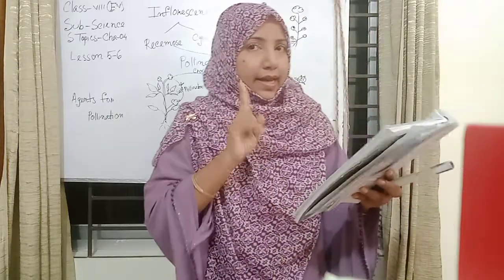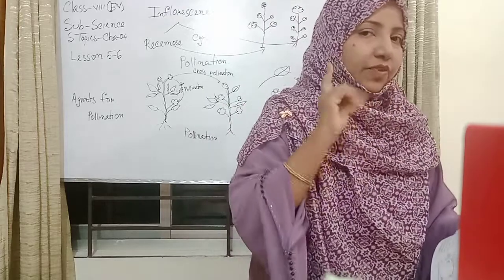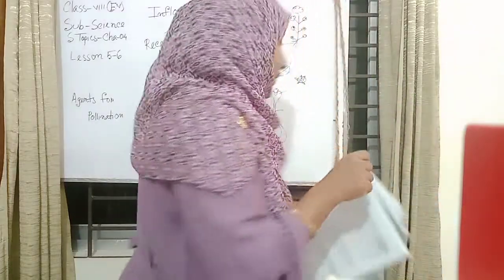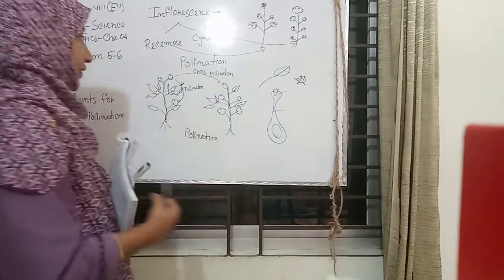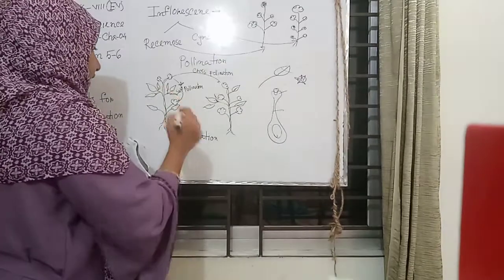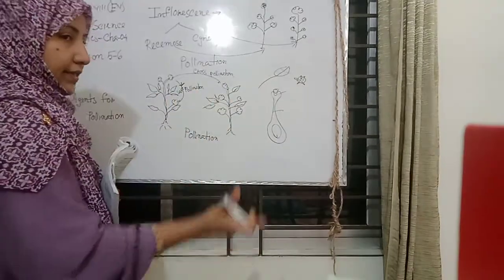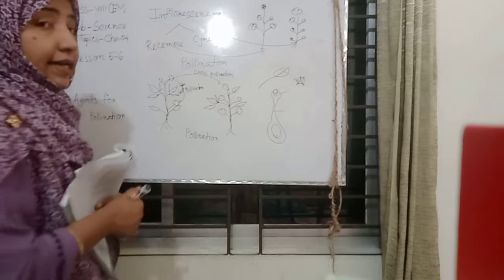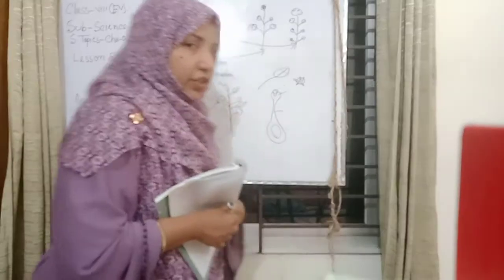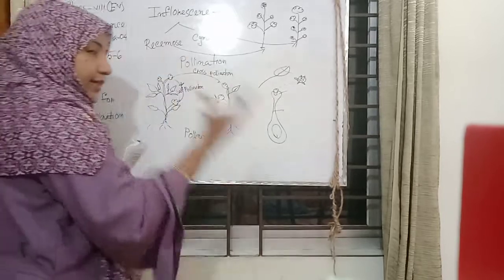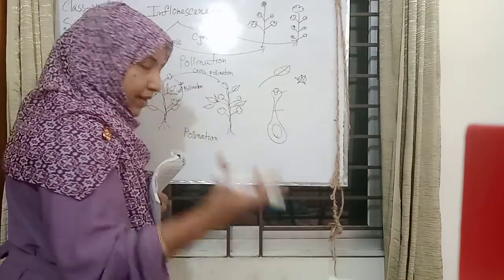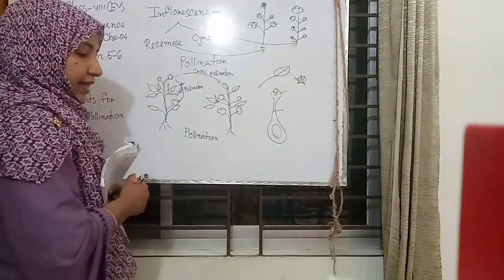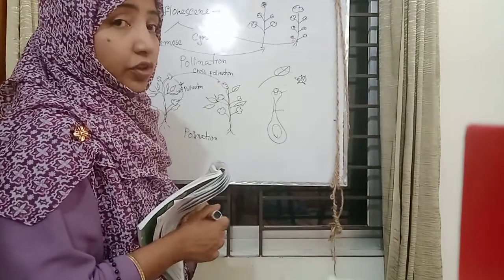Again, pollination is of two types. The first type is self-pollination and the second type is cross-pollination. My dear students, I have drawn these two types of structures. Self-pollination is when the same plant, the same flower, and the same pollen is transferred to the anther. Cross-pollination is when it is another plant, the same species of plant, and the pollen is transferred to the anther.